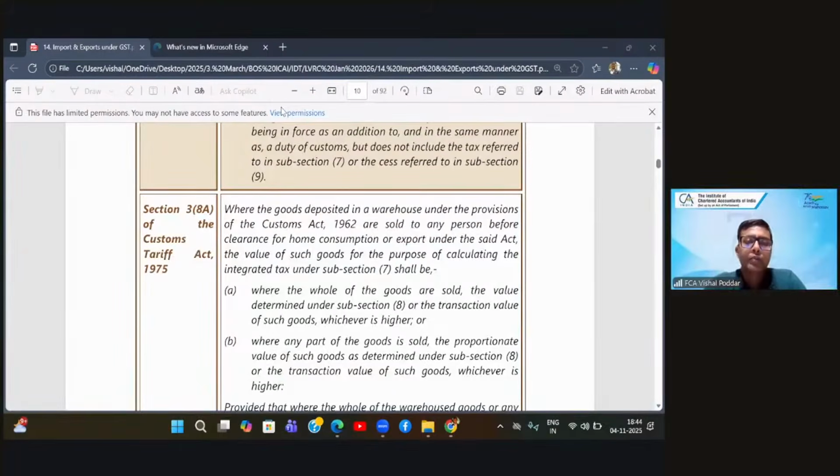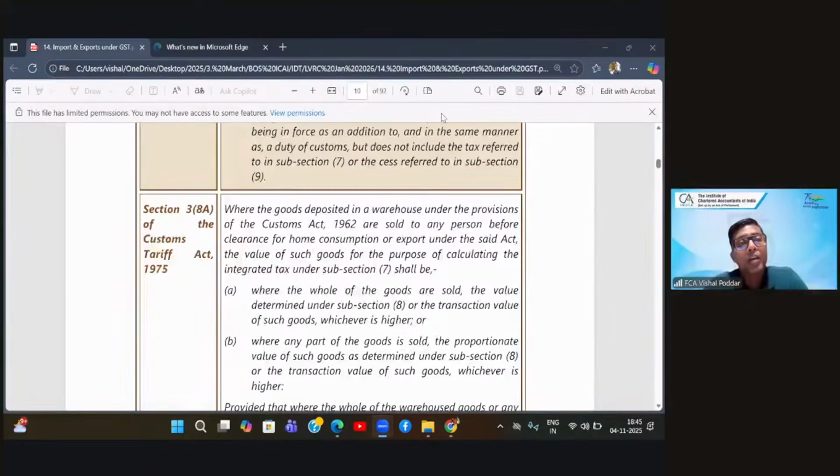The question is, which date's customs duty rate would apply? The answer is the rate applicable on the date of filing this ex-bond bill of entry, which is February 2026. So that day's rate would be applicable, and because of these interlinking provisions, even the IGST rate of that day will apply. So you will check the customs duty rate and IGST rate of February 2026.